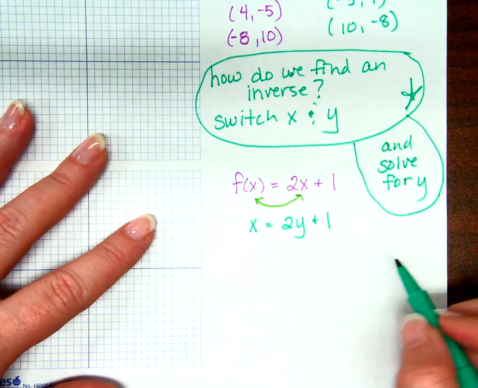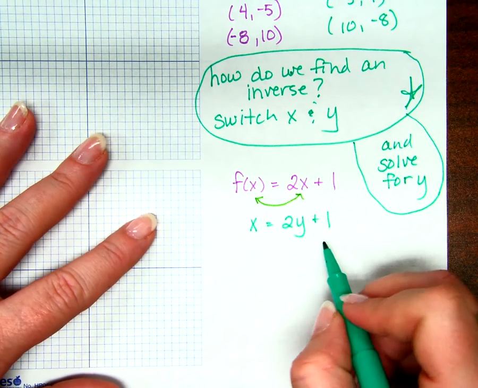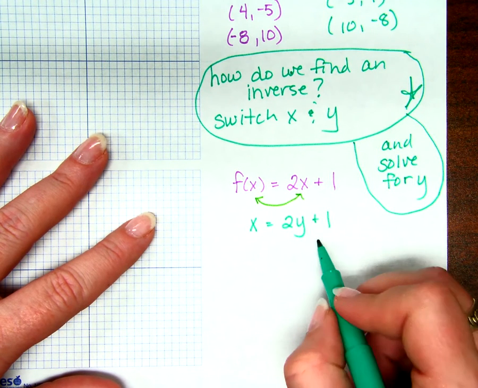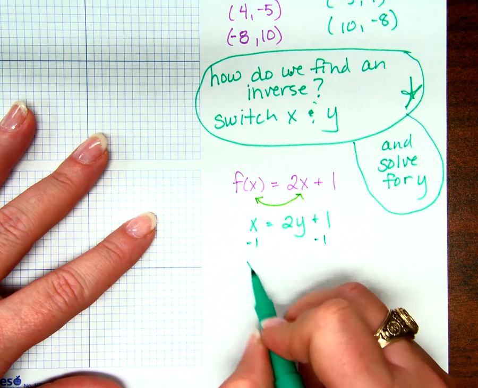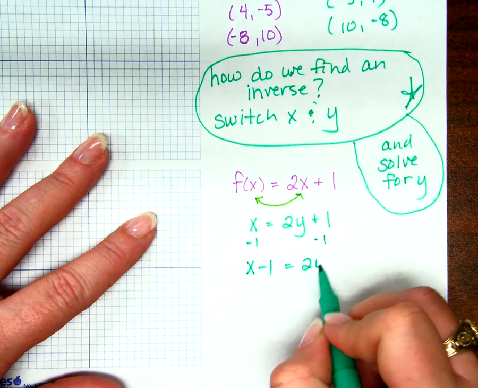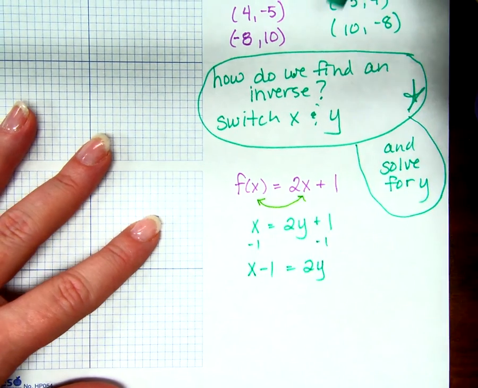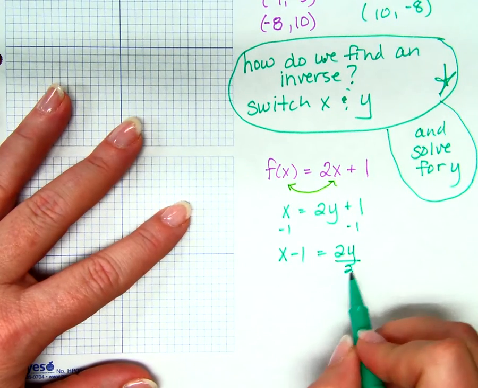So if I'm solving for y, what am I doing? What do I do first, do you think? Subtract 1. X minus 1 equals 2y. And then divide both sides by 2.